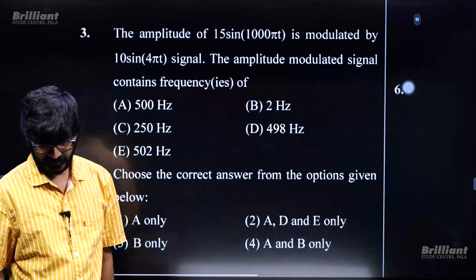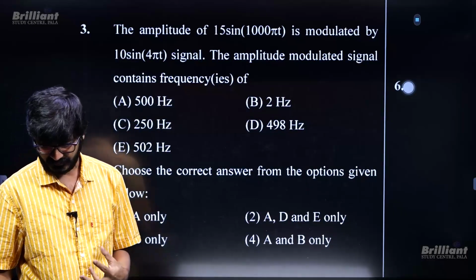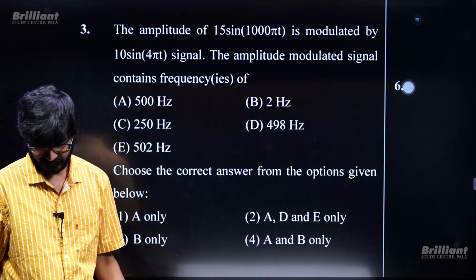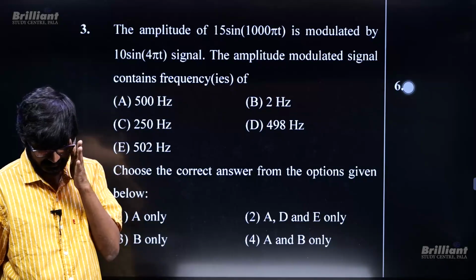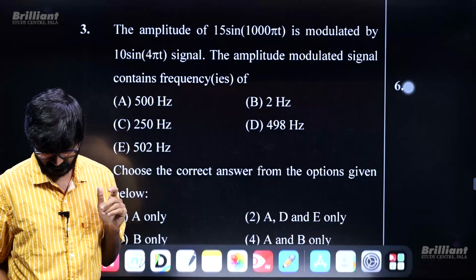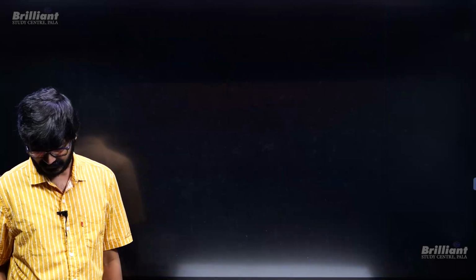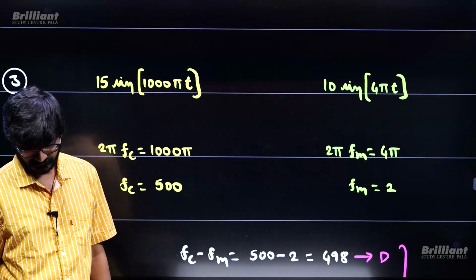So for the third one, the amplitude of 15 sine 1000 pi t is modulated by a 10 sine 4 pi t signal. The amplitude modulated signal consists of which all frequencies? So there will be 3 frequencies it generally consists of. So what are those 3?